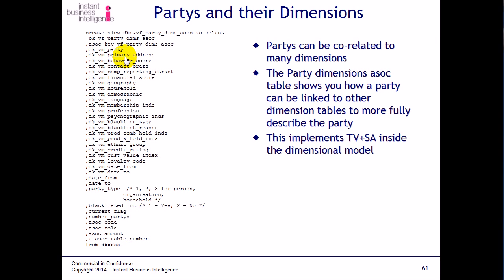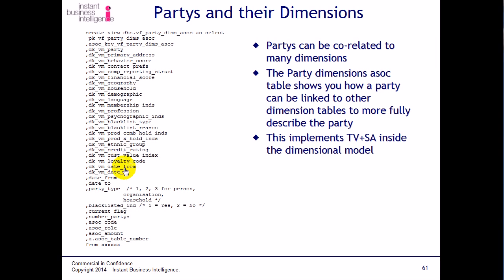So we have in our out-of-the-box archive, primary address, behavior scores, contact preferences, reporting structure, financial score, the geography, the household, the demographics, the language, the membership indicators, profession, psychographic indicators, blacklist type, blacklist reason, product combination holding indicators, and product cross holding indicators, two different things, the ethnic group, the credit rating, customer value index, and loyalty code.